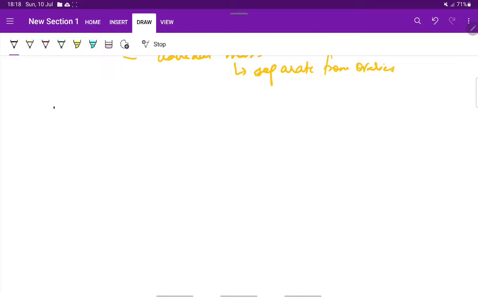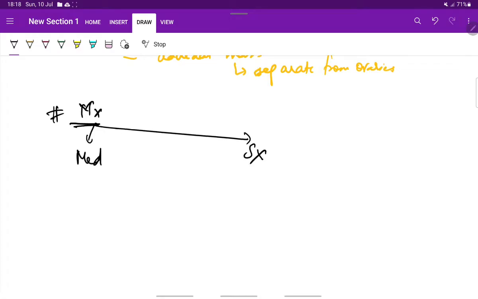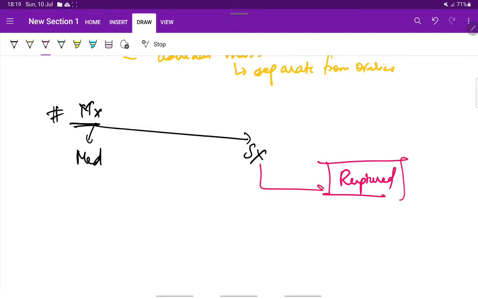Now, coming to the management. The management of tubal pregnancy could be either medical or surgical. In ruptured ectopic pregnancy, surgery is the only option, whereas in case of unruptured ectopic pregnancy, medical management can be advised in certain cases.